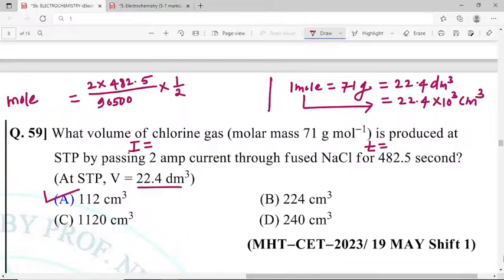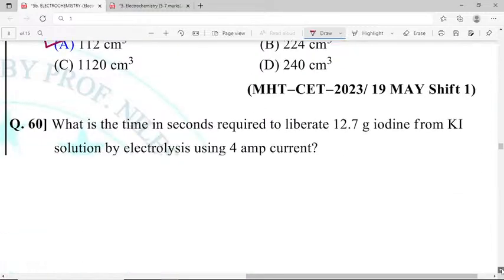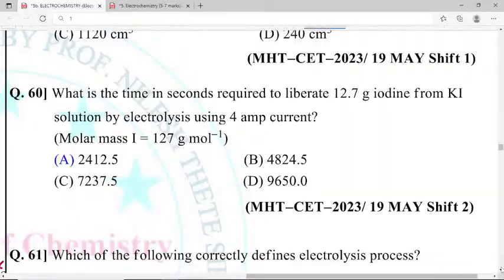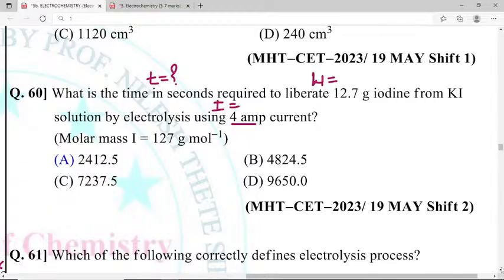Next question. Okay, what is the time in seconds? So T is equal to, we have to calculate it. T is seconds. Gram iodine. So this is W. W is given and time we have to calculate it. It is a KI solution, electrolytic, using current in ampere given, and iodine is given as 127.